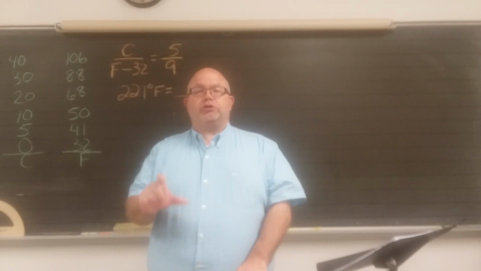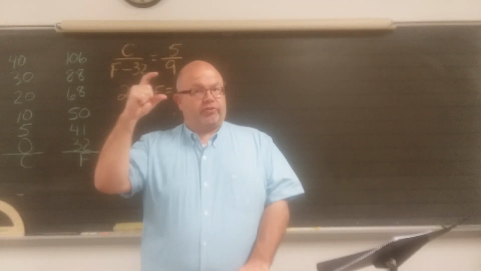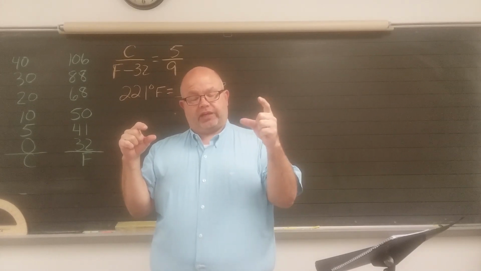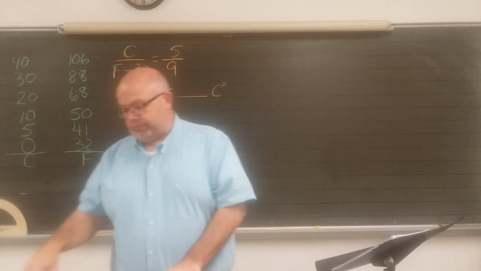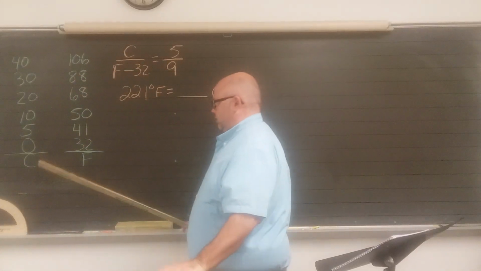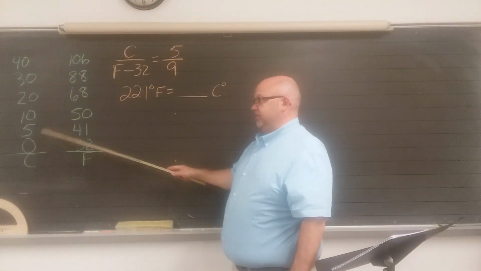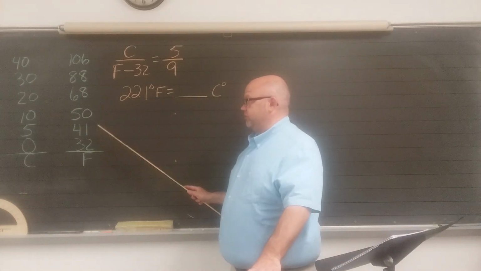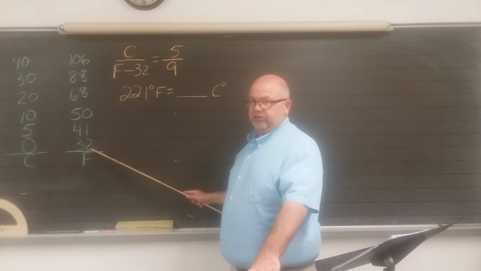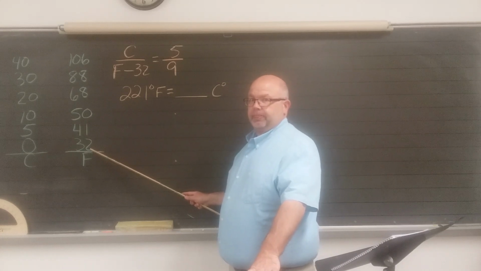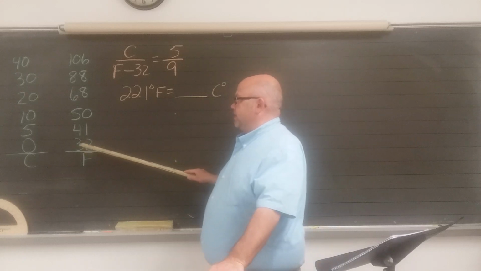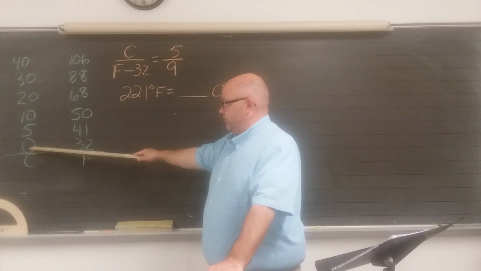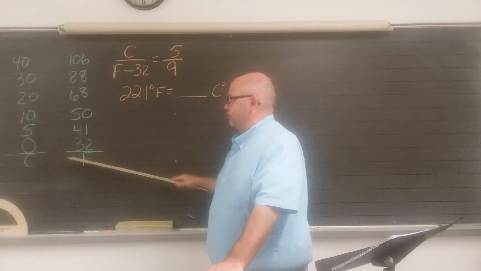Every time you go up 9 degrees on the Fahrenheit scale, you go up 5 degrees on the Celsius scale. Now, one of the things that you need to remember is that 0 degrees Celsius is equal to 32 degrees Fahrenheit. So we're starting out with 32 degrees in Fahrenheit. If we go up 5 degrees in Celsius, we start at 0 and 32, Celsius, Fahrenheit.